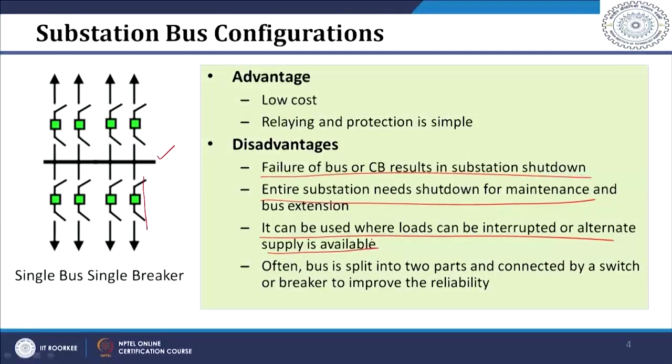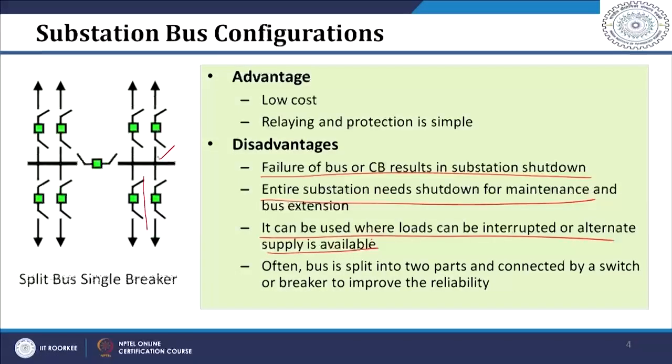To improve the reliability of this layout, what people do is split this bus into two parts. So if you see this configuration, instead of a single bus, you can divide this bus into two parts. In this figure, the bus is divided into two parts, and they are connected by normally open circuit breakers. Normally this circuit breaker will be open, and it will be closed whenever required.